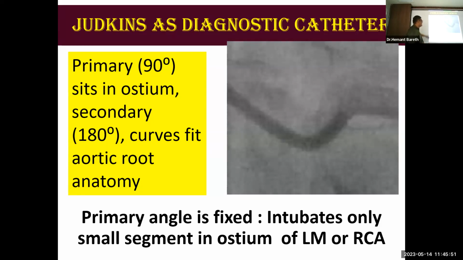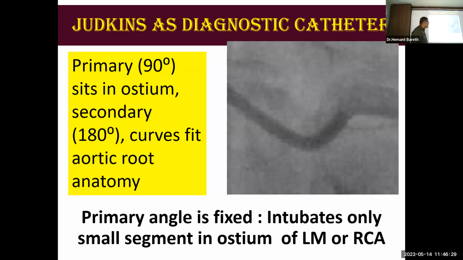But the good thing is that this angle is fixed. So this angle cannot come and go like this, which an XB or EBU catheter can do. And because of this, they can cause injury to left main. Because this primary angle of XB or EBU is not fixed, once you push it, that angle may increase or decrease, and because of this, it can cause injury to left main. So injury to left main is very little with a Judkins left catheter. That is the important advantage of using a Judkins left.